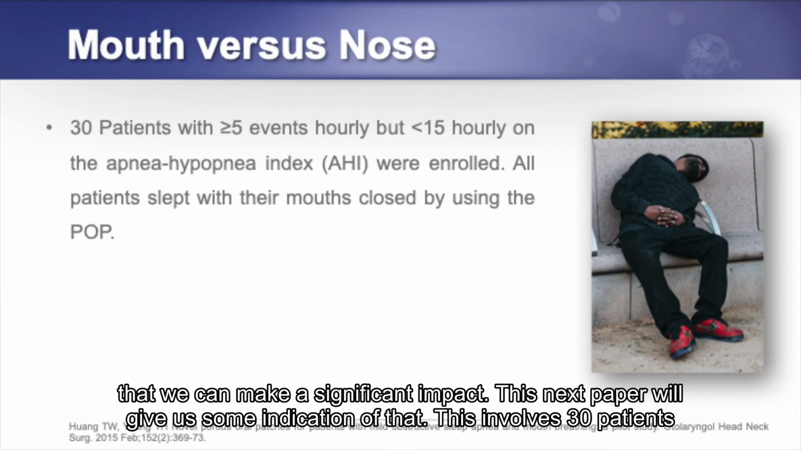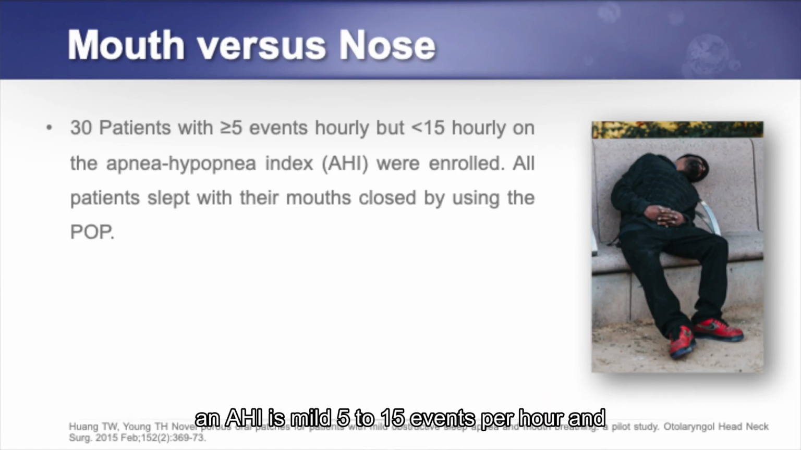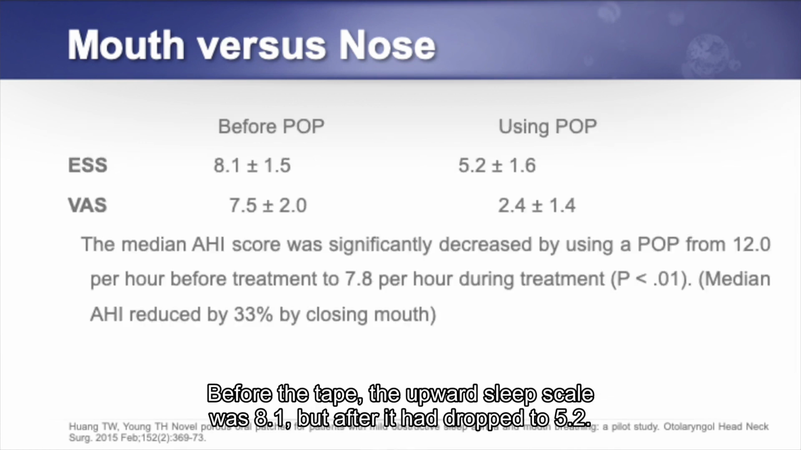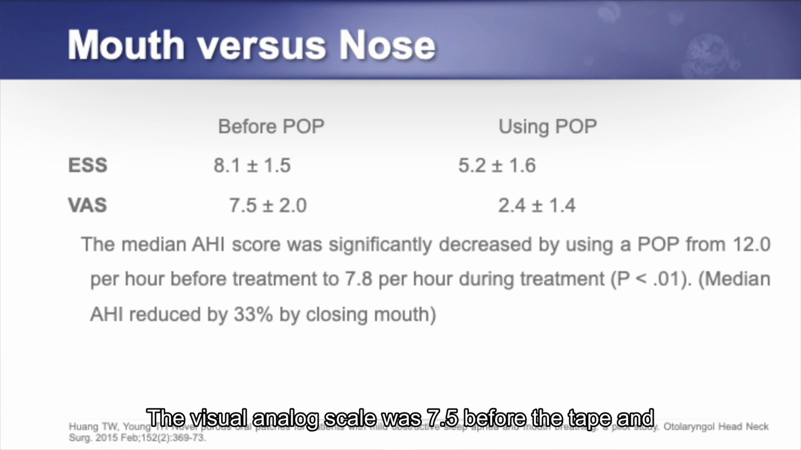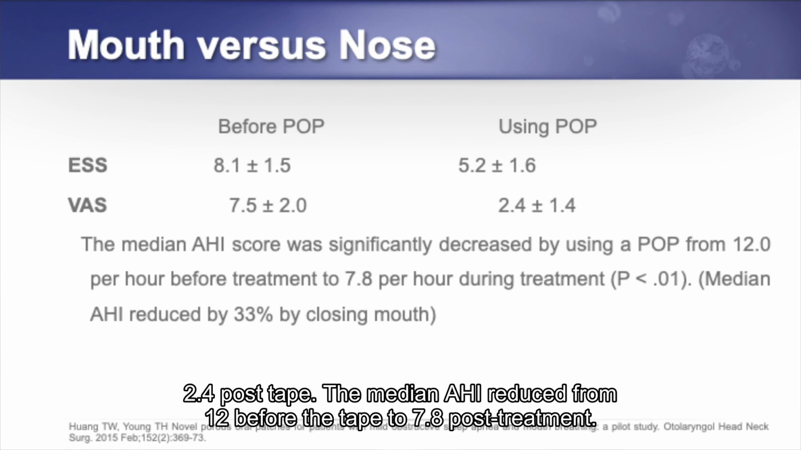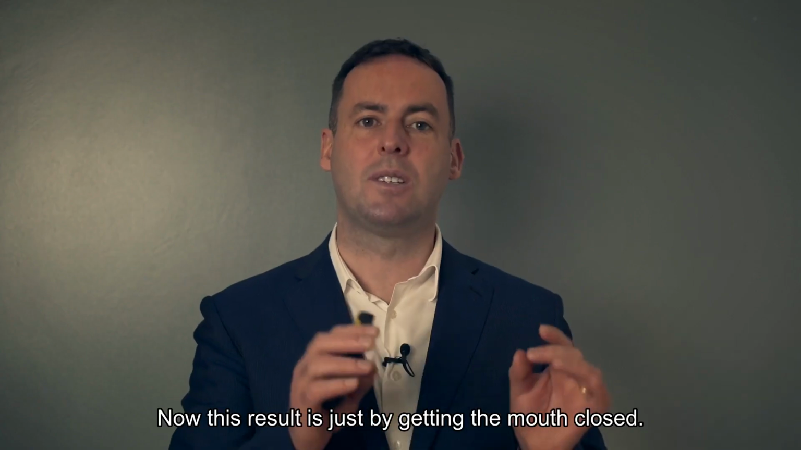This involves 30 patients. The AHI is mild, 5 to 15 events per hour. And they wore paper tape across their lips at night. Before the tape, the Epworth Sleepiness Scale was 8.1, but after it, it dropped to 5.2. The Visual Analog Scale was 7.5 before the tape and 2.4 post-tape. The median AHI reduced from 12 before the tape to 7.8 post-treatment. Now, this result is just by getting the mouth closed.